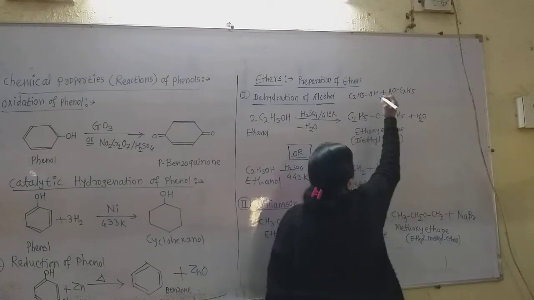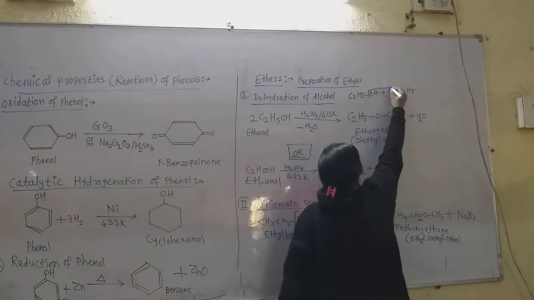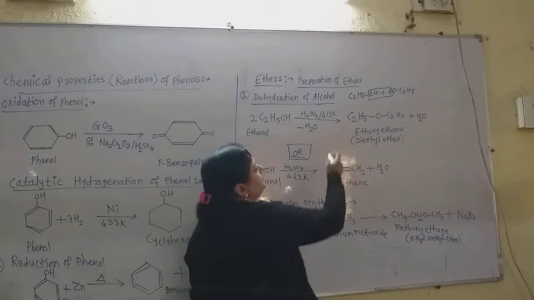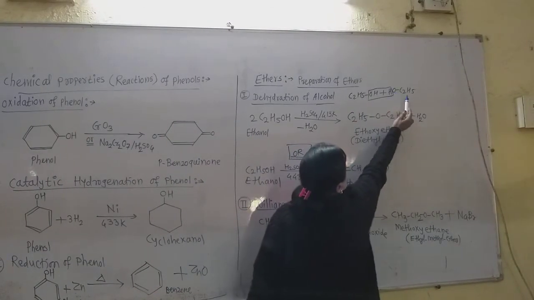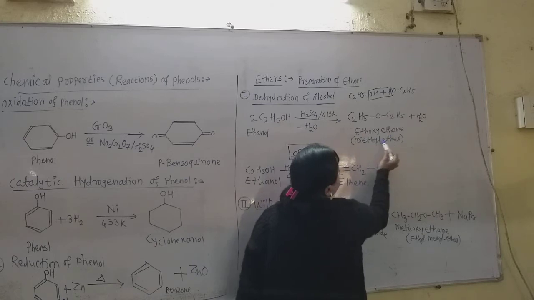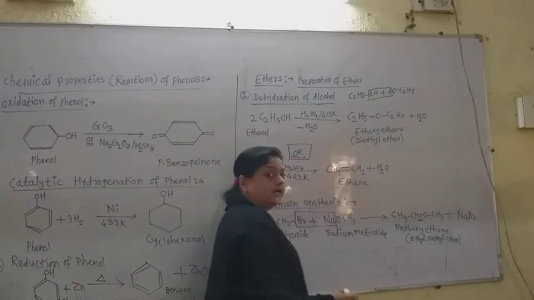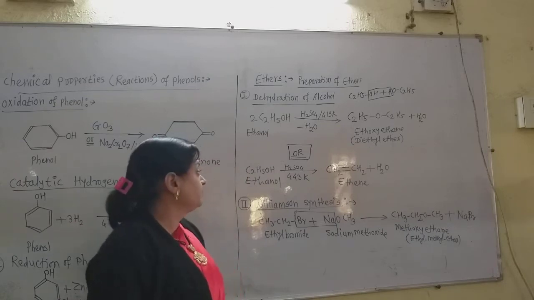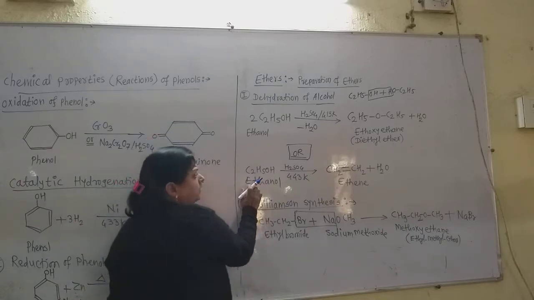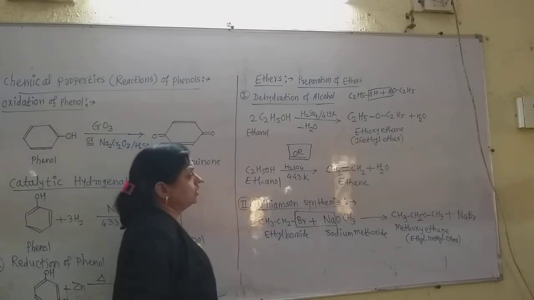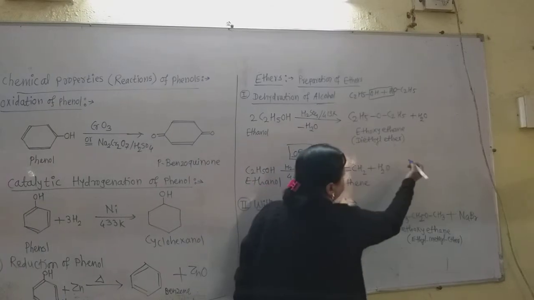From that, the water molecule is eliminated in this way, H2O, and this C2H5 and this O-C2H5 form the ethoxyethane, and the byproduct is the water molecule, but less temperature is required. Here in this reaction, there is the elimination of a water molecule from the ethyl alcohol. Now see how the reaction happens.